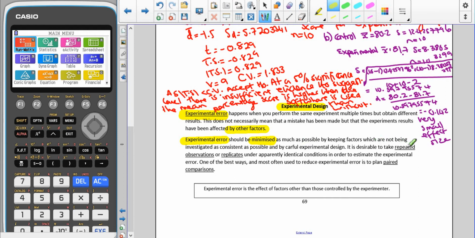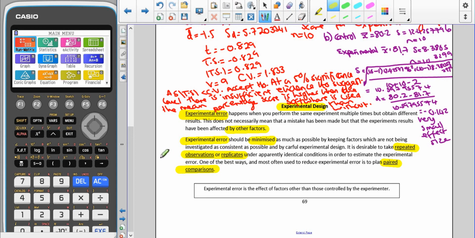It is desirable to take repeat observations or replicates under apparently identical conditions in order to estimate the experimental error. So not just getting a sample once, but taking a sample multiple times to check for the variation in the results. One of the best and most often used ways to reduce experimental error is to plan with paired comparisons.